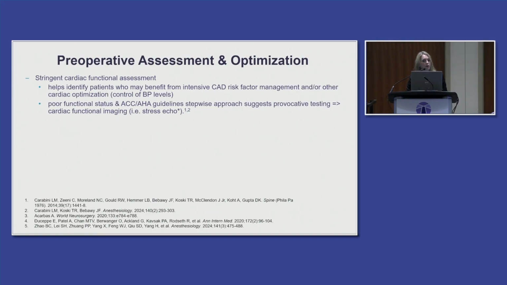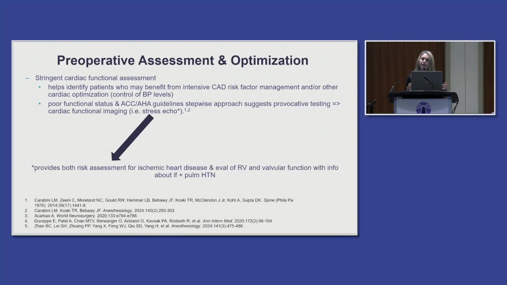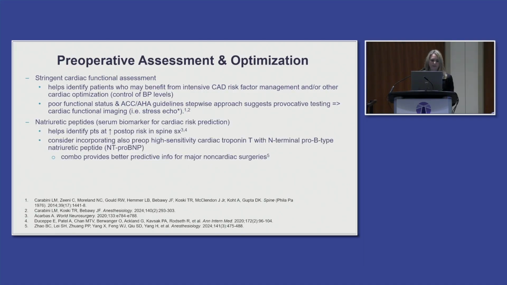In patients with poor functional status, where the American College of Cardiology and American Heart Association guidelines suggest a stepwise approach for provocative testing, we'd recommend cardiac functional imaging, something like a stress echocardiography, because that will provide not only a risk assessment for ischemic heart disease, but it will also allow for evaluation of right ventricular and valvular function and give information about the presence of pulmonary hypertension. Remember that other slide that said those were risk factors for increased mortality.